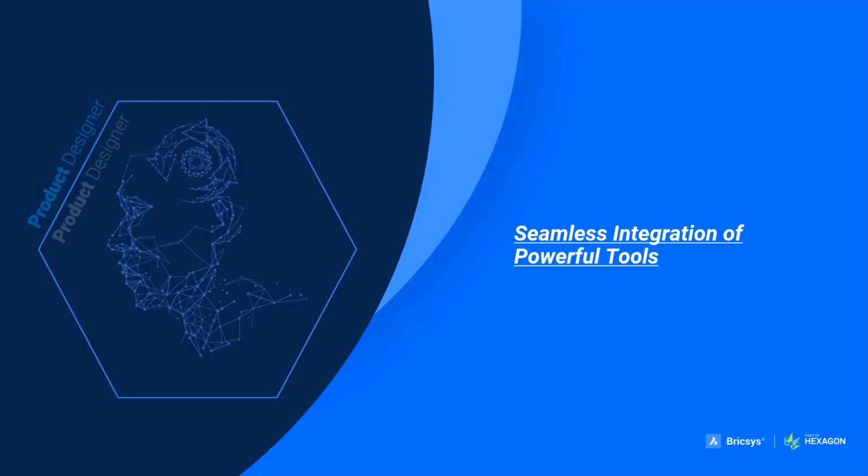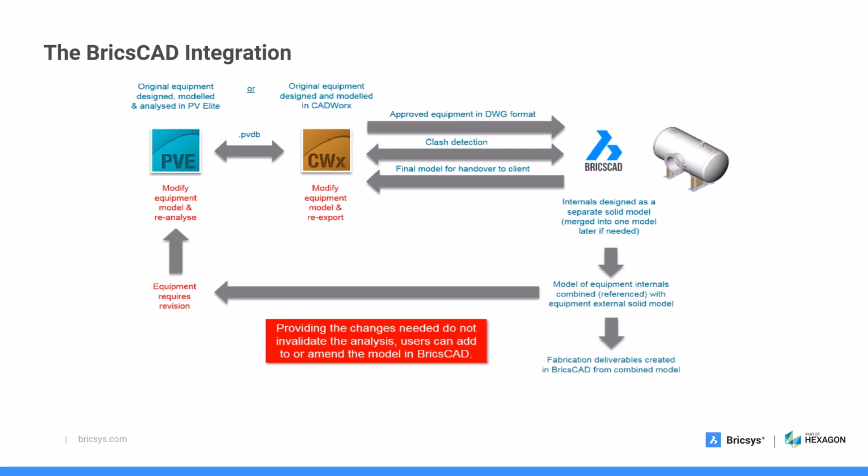Moving on to the next part, wherein we see seamless integration of powerful tools. Now, these powerful tools are something that everyone in the pressure vessel market is definitely aware of. They are from the Hexagon group of companies, and this is the integration that we regularly use in the oil and gas segment or any other segment that deals with pressure vessels. So very easily we can do the original equipment modeling and designing inside CADworks, which integrates with BricsCAD. The BricsCAD platform can be used as an interface to run your CADworks license, which can then export that equipment model into .pvdb format.